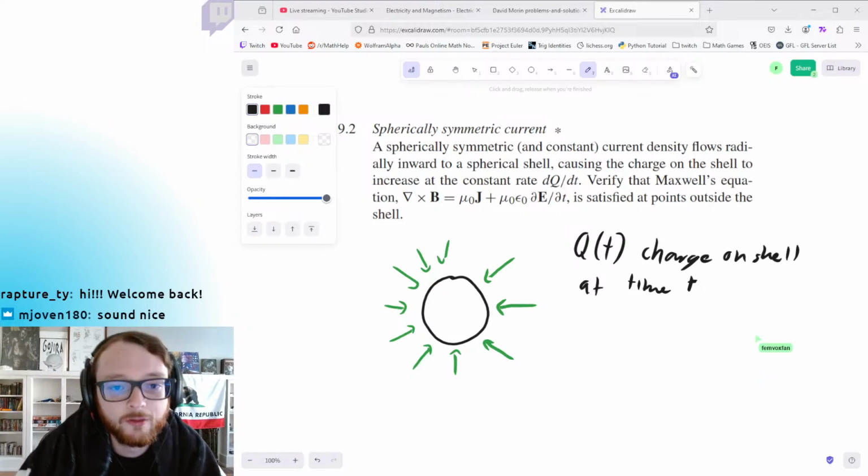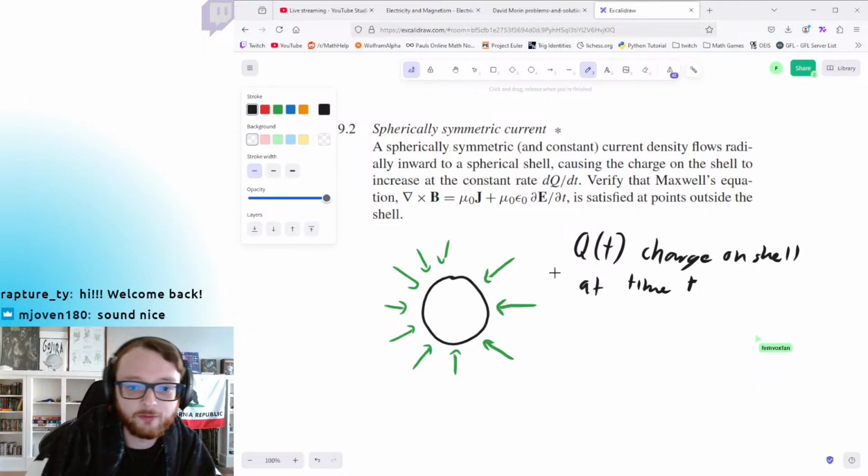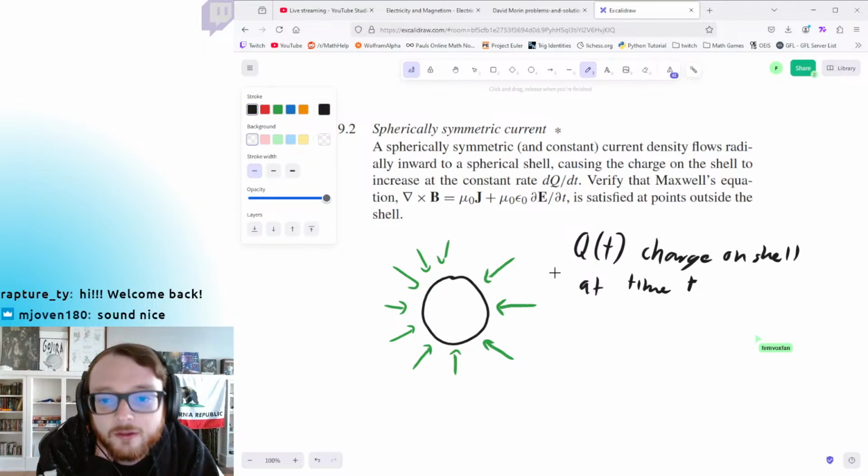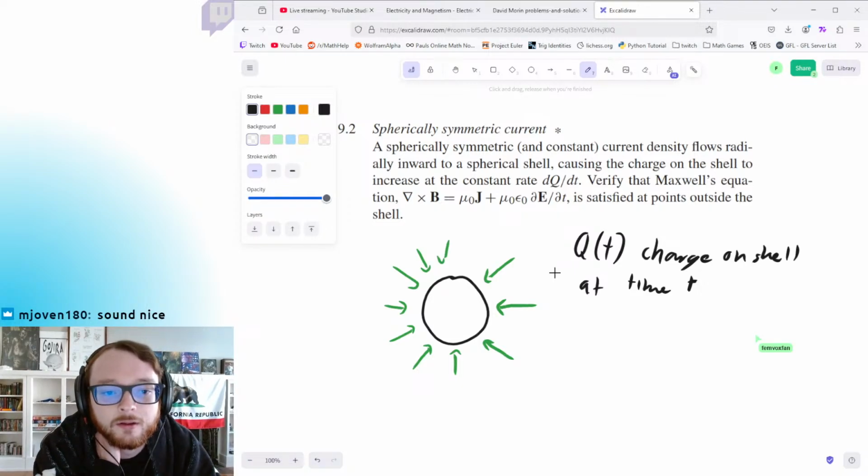Okay. So I get a small star on this one. I'm still not sure exactly where to take it. This equation del cross B equals mu naught J.